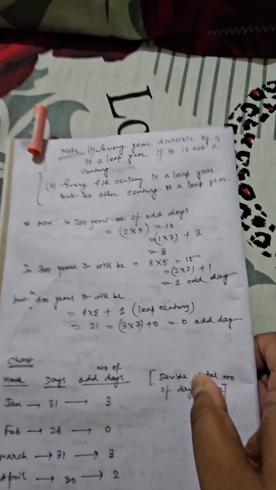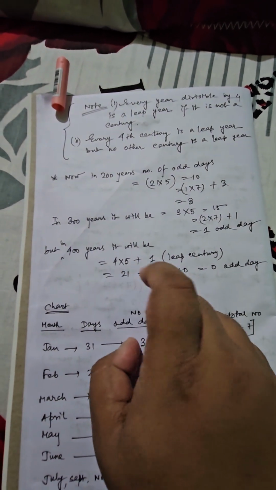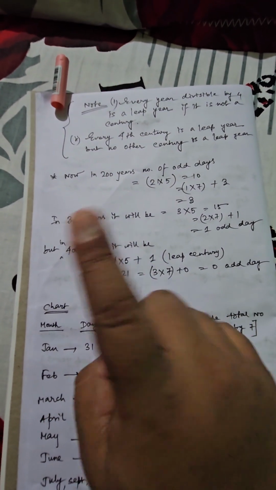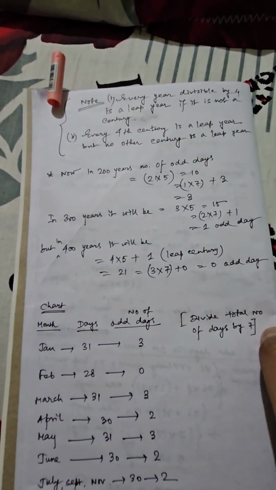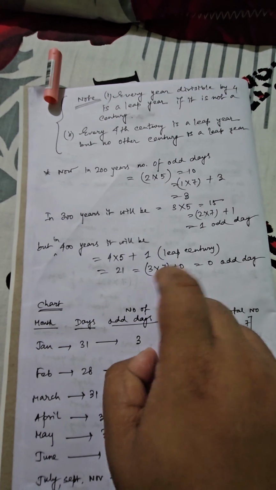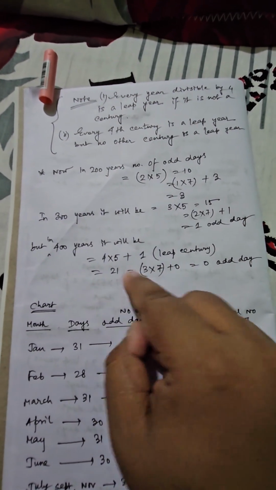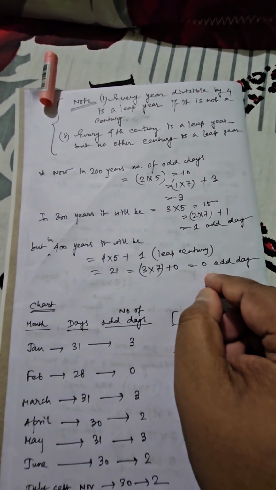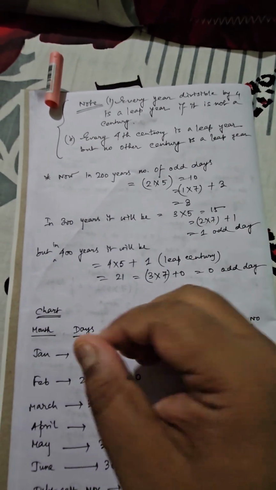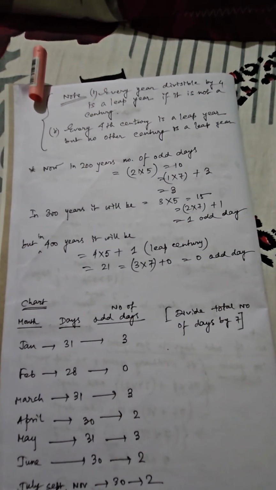Now the interesting fact is that moving on to 400 years, it will be 4 into 5, that is 20, but 400 itself is a leap year, so you consider 21, that means 4 into 5 plus 1. This is a leap century. In this case, if you divide it by 7, you will get the number of odd days equal to 0. Consequently, for 500, 600, 700 years you can easily find out how many odd days are there.